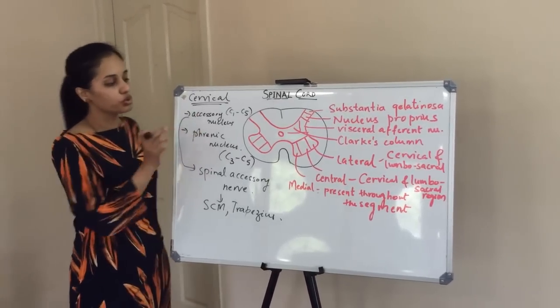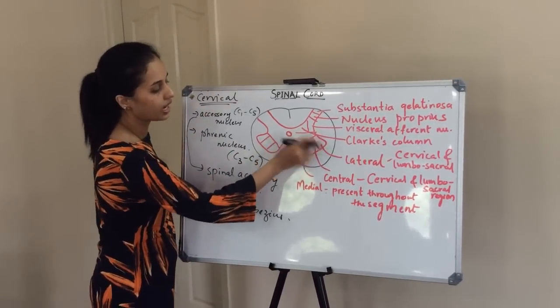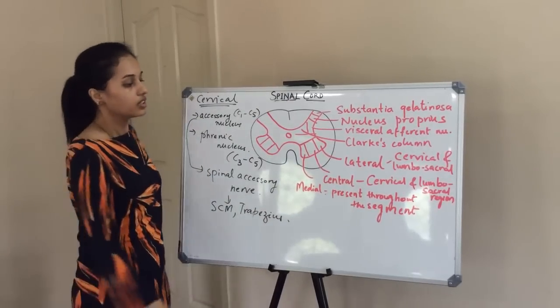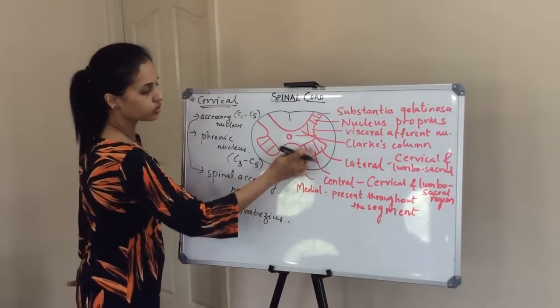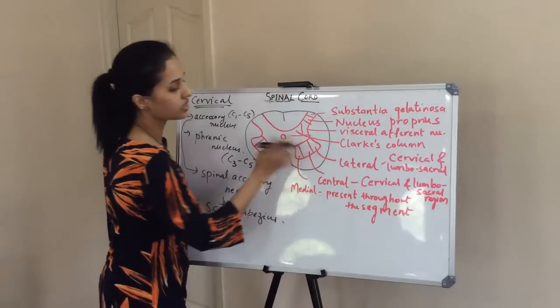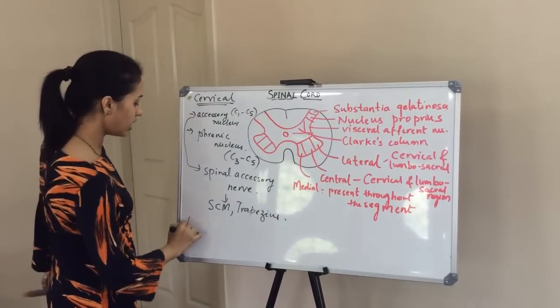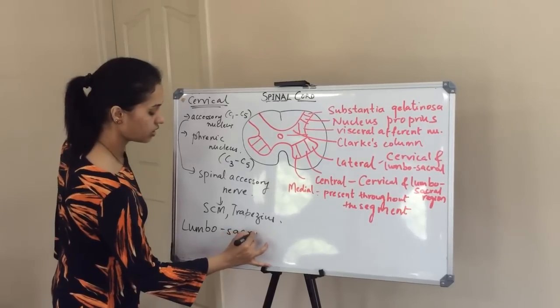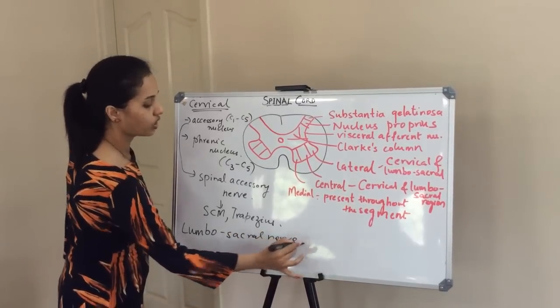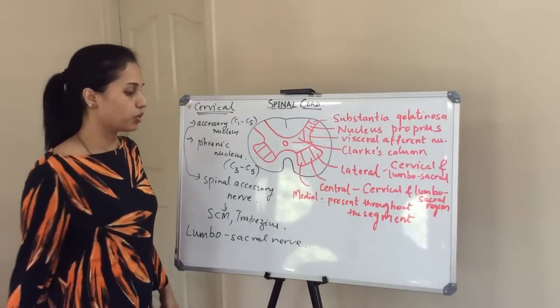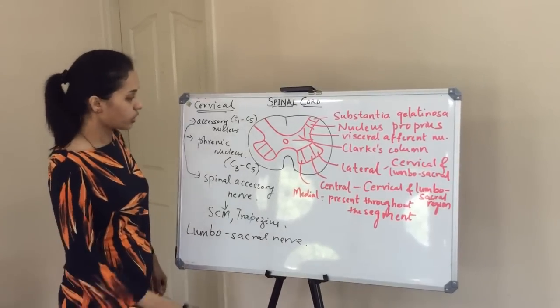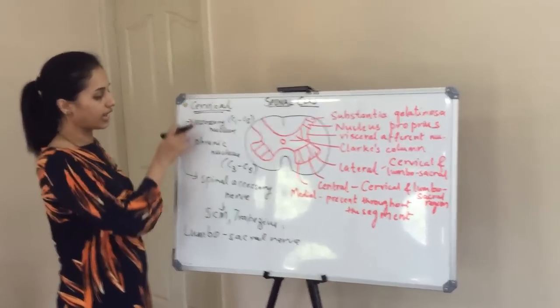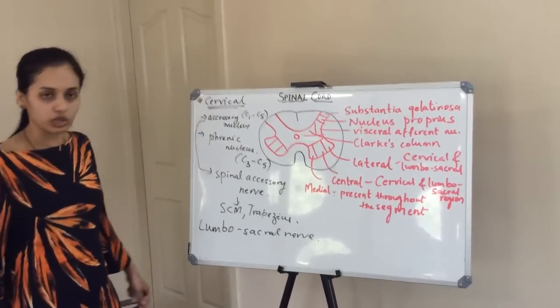So these are the two nuclei present at the central area of the cervical region. Then the lumbosacral region also has a central group which gives rise to the lumbosacral nerve. Their area of distribution is unknown. So mainly know this one, the accessory and the phrenic nuclei.